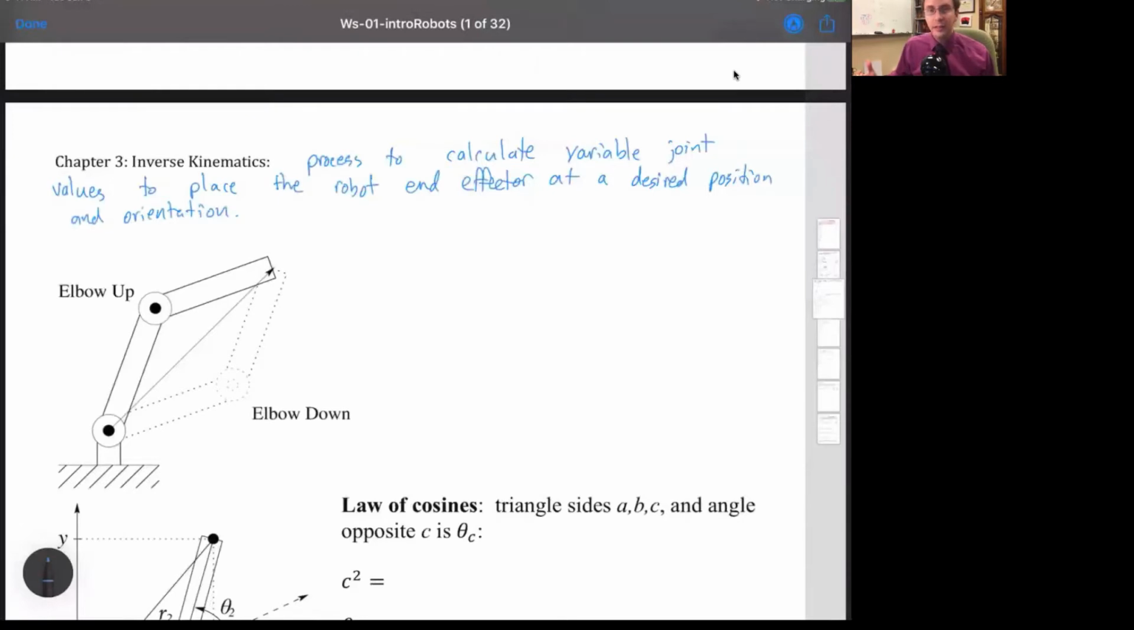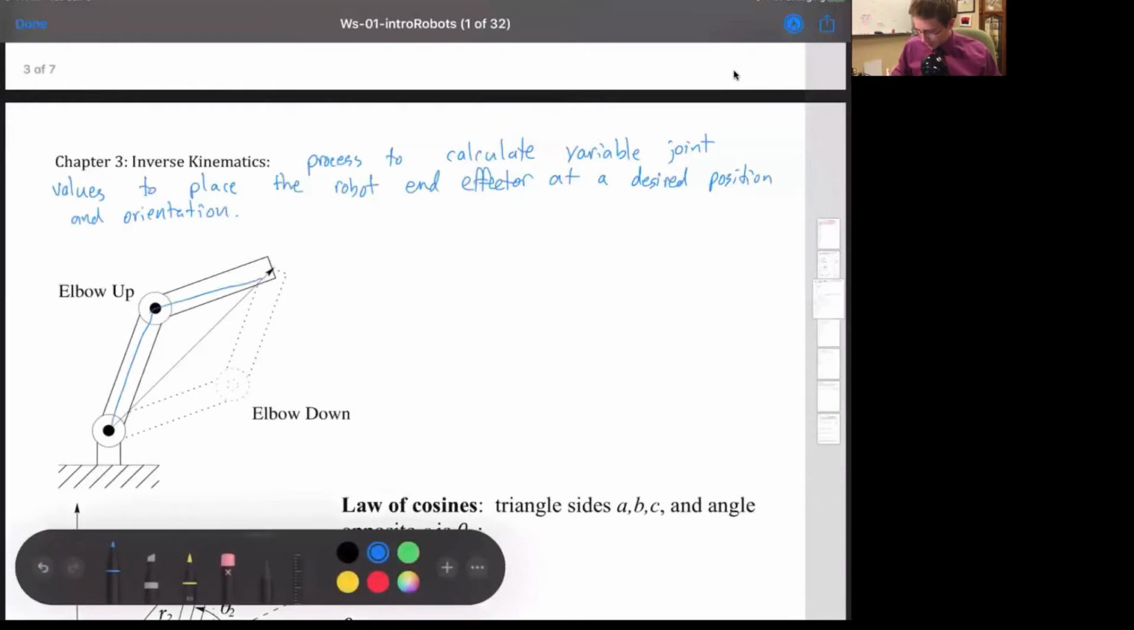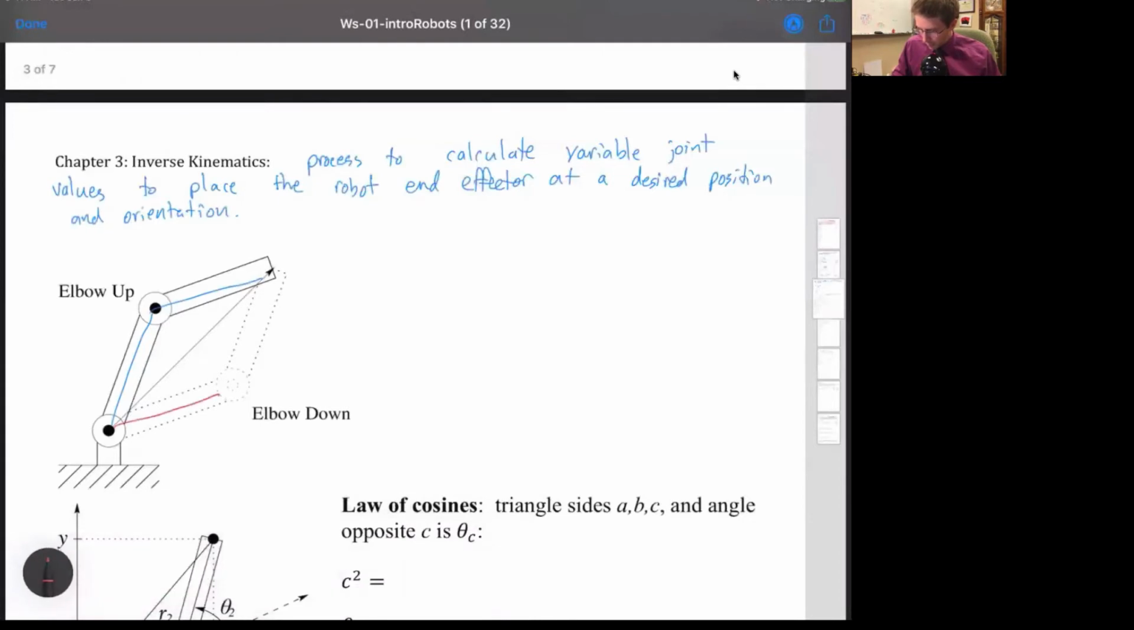So already this is a harder problem. Somebody tells us where the end of the robot is, and we've got to figure out where the joints should be in order to get there. One of the reasons it's hard, even in this 2-link robot, is that we have something called the elbow up and the elbow down. This is the elbow up, whereas over here is the elbow down. Both of them put the end effector at the same spot. This is the same distance.